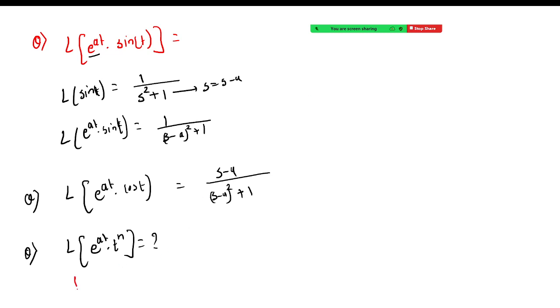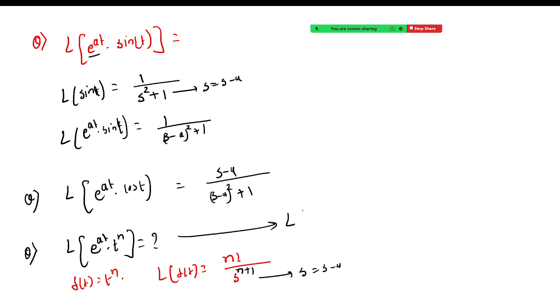Since first I'll calculate f(t) equals t to the power n, Laplace of f(t) is equal to factorial n upon s to the power n plus 1, already I have told you this formula. Now here you substitute s equals s minus a. So finally you will get the formula: Laplace of e to the power at into t to the power n is equal to factorial n divided by (s minus a) whole to the power n plus 1.